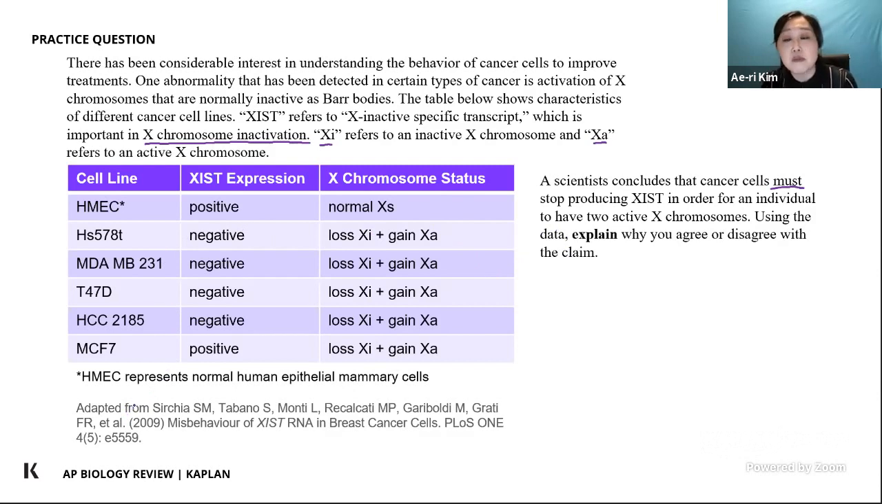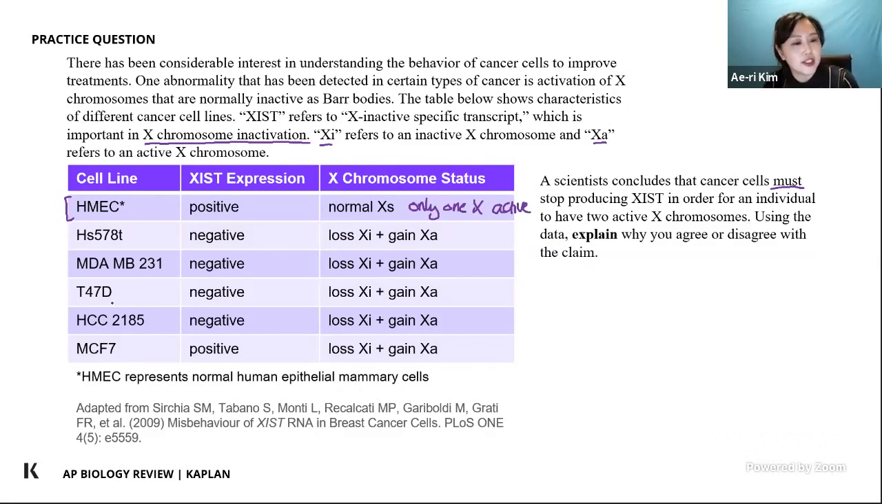So we take a look, my comparison, you guys all should be looking at the comparison first. So this is your comparison, your wild type, your normal cell line, that has nothing wrong with it. You will see that you have positive XIST expression, that should make sense. You should be inactivating one of those, and I have normal X's. That means I have an XI and I have an XA, okay? Normal, so only one X active, okay? The other one is an XI and that is not working, okay?